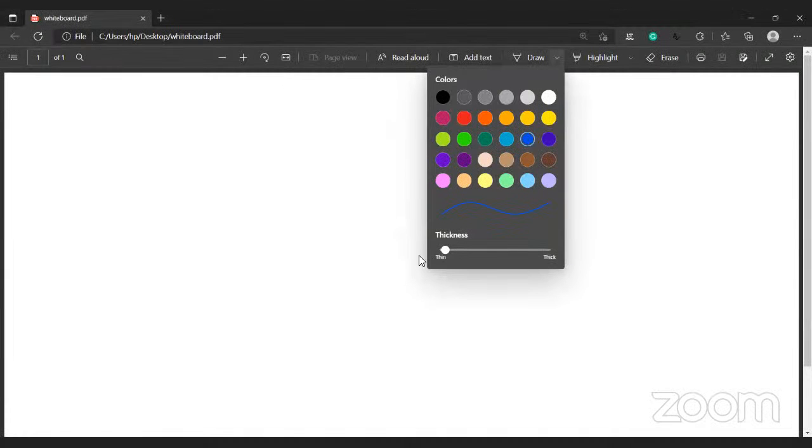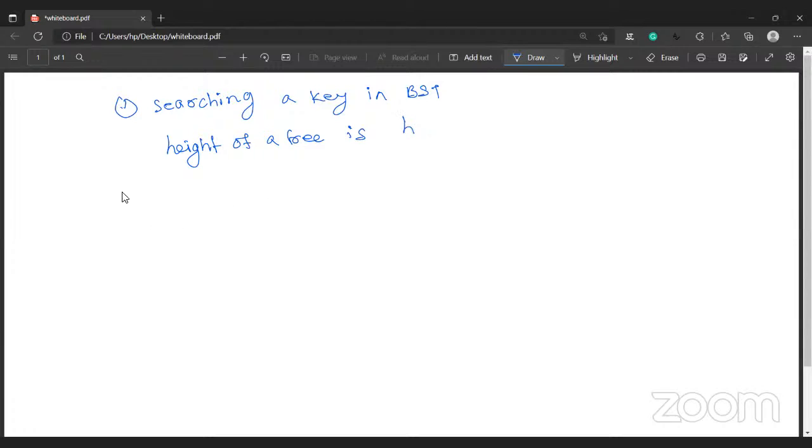So let's take an example: searching a key in a BST. First we'll discuss the worst case, then we will discuss the best case. So suppose the height of the tree is 8. Worst case.